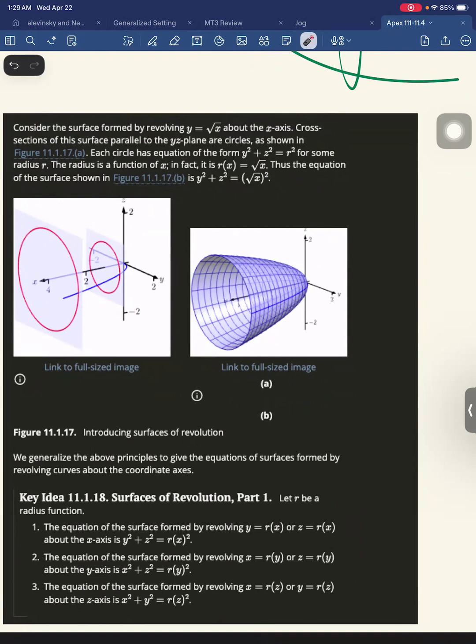That's the point. So say that you are trying to revolve a function y equals r of x around the x-axis, then this is the equation. If you are revolving around the y-axis, then this is the equation. And if you are revolving around the z-axis, this is the equation.